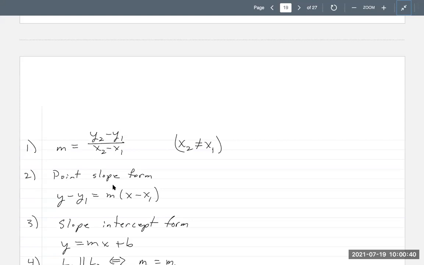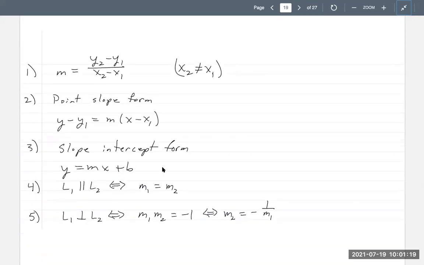Next, the point-slope form for the equation of a line. If x1, y1 is a point on the line, and m is the slope of the line, then the equation of my line in point-slope form is y minus y1 equals m times x minus x1. Since I have a slope in the formula, this only works for lines that have slopes. And so I'm not able to put vertical lines into this form. So this only works for non-vertical lines.